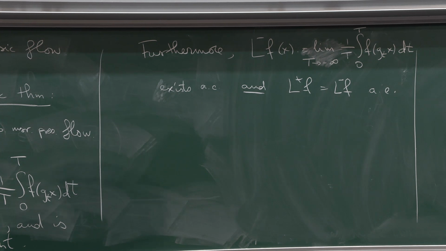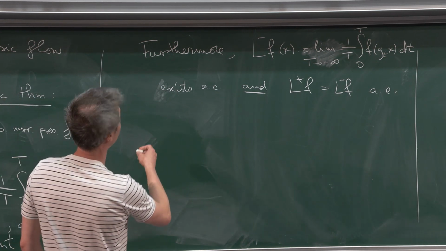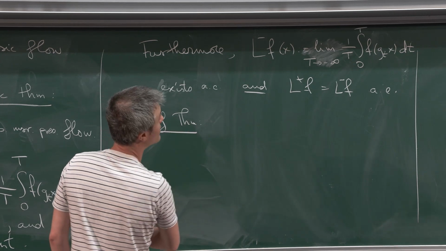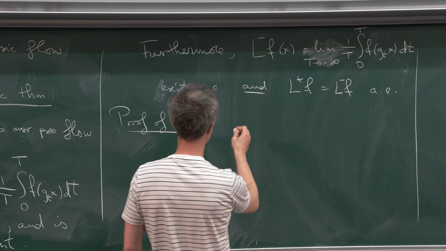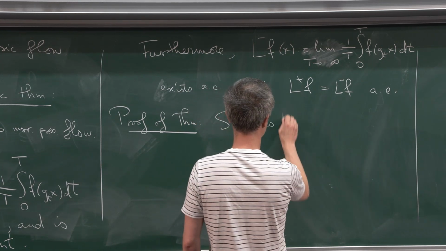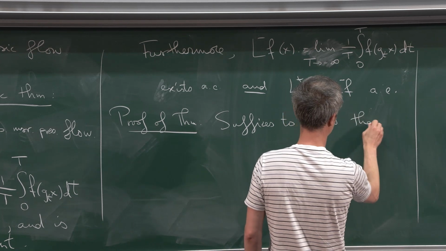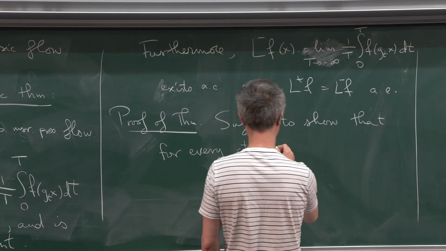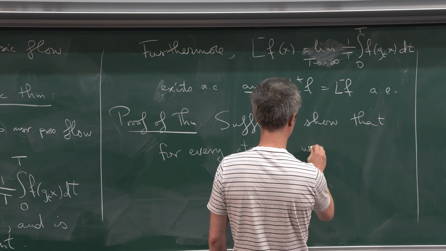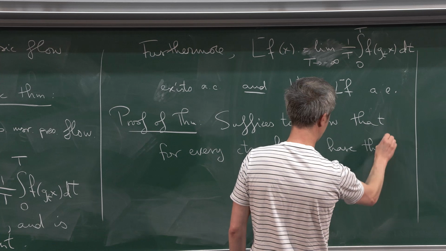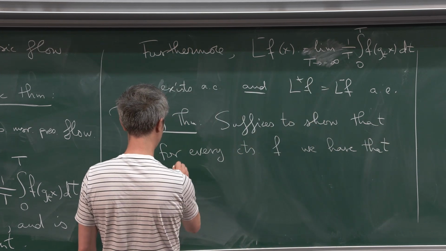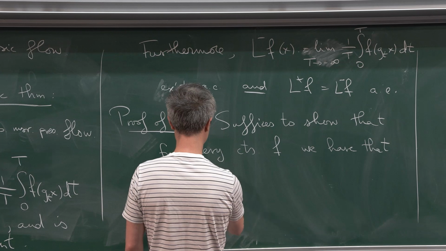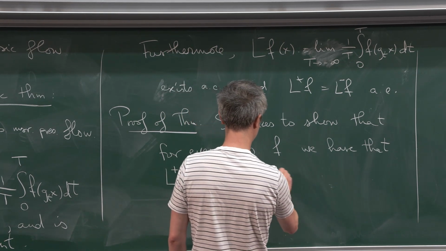Okay. All right. So now, if we go back to the proof of the theorem. In fact, I claim that it suffices to show, for every continuous f, that L plus of f, as I defined it over there, is constant almost everywhere.